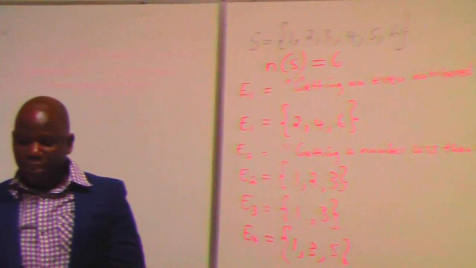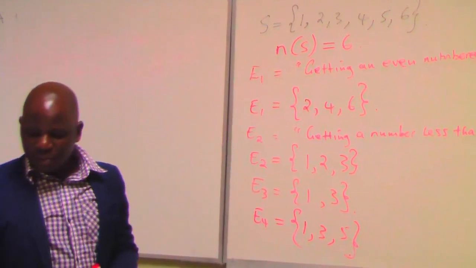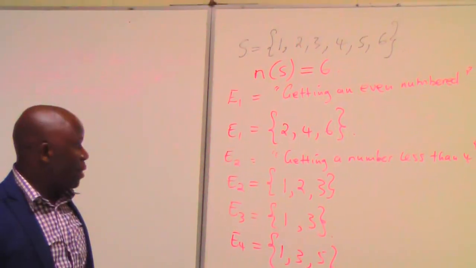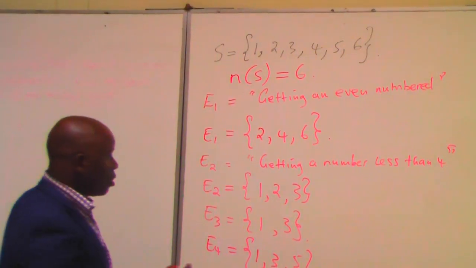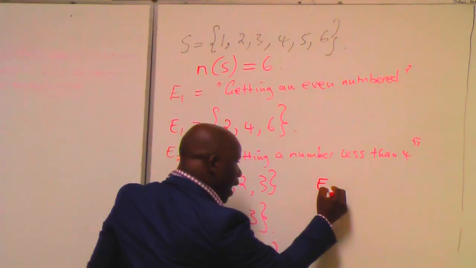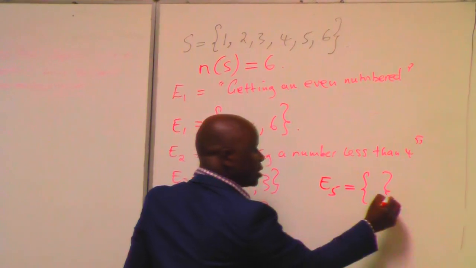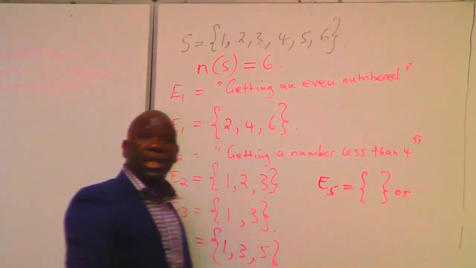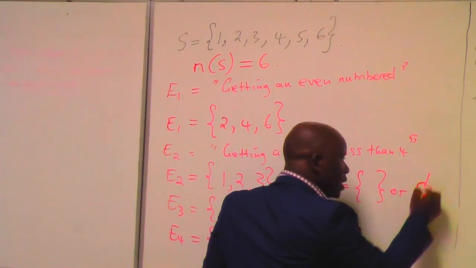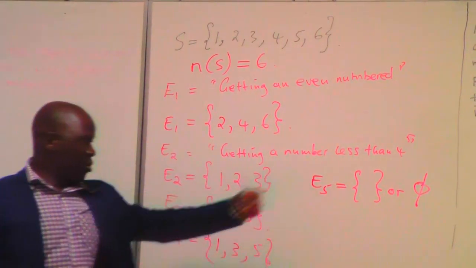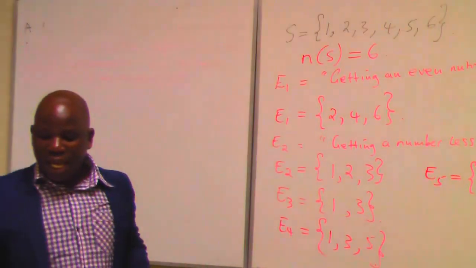Let's define getting a negative number. Do we have a negative number in our packets? We don't have. So E5 will be an empty set. Remember how we write an empty set? It will be just a set without elements, or we simply write it as phi. Phi or those two braces, implying that it's totally an empty set, it has no elements.